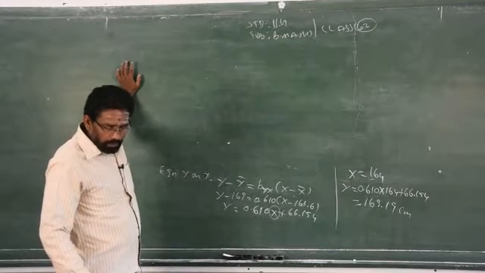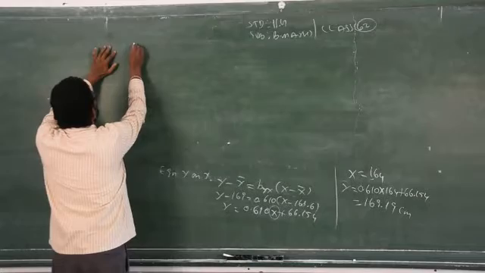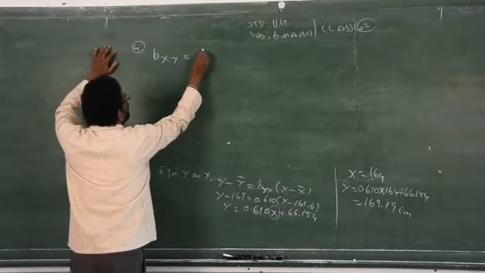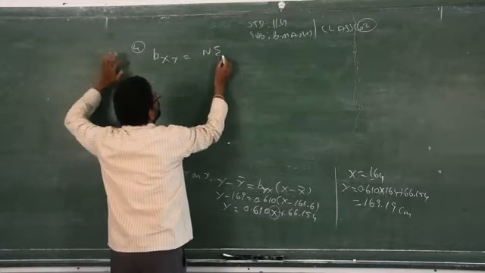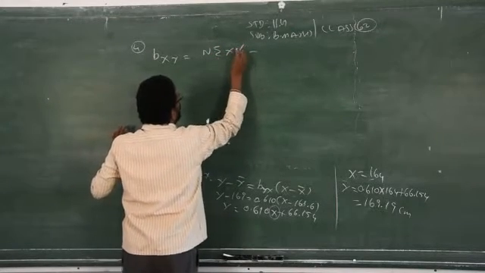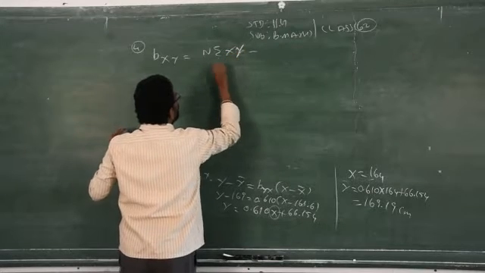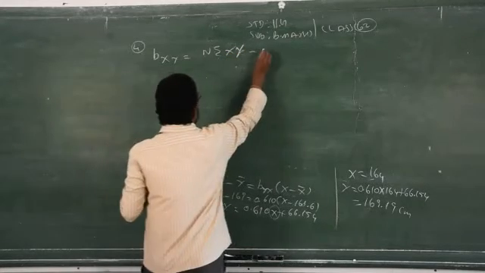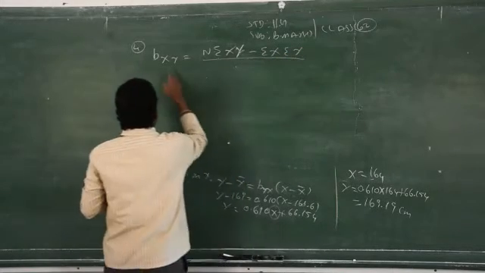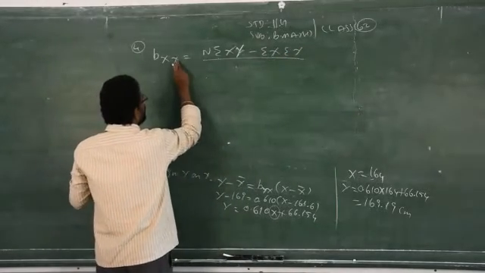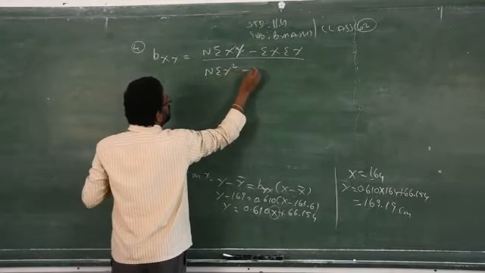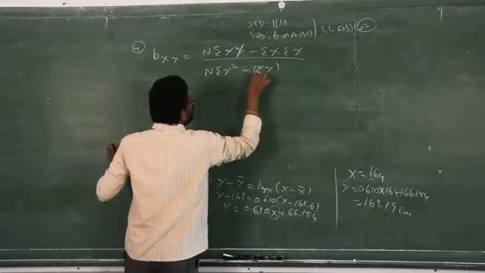Now for the fourth sum, I will give only the hints. That is, how to find out bxy, that is n summation xy. This is the general formula. I told you already, from the general formula you have to write summation xy, summation x, summation y divided by, taking only that y variable, n into summation y square minus summation y the whole square.